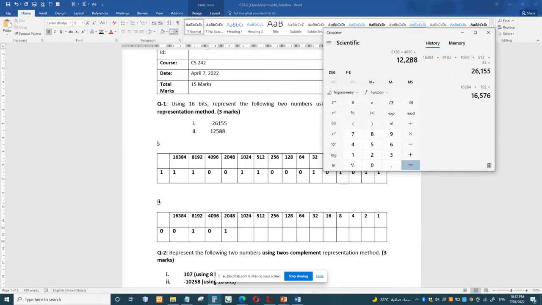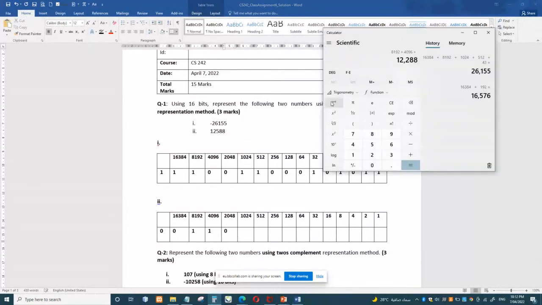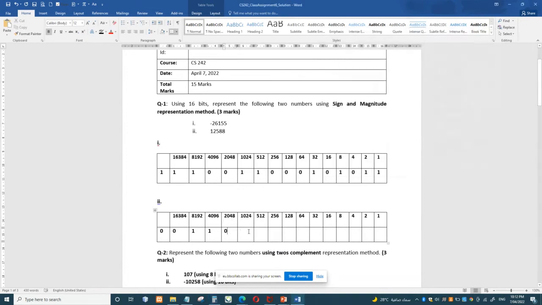As I told you, we are left with 300 after taking 2048. Sorry, we have taken 4096, but we did not take 2048. I'm sorry for that. So this is 8192 and 4096. These two positional values we have taken, and because of that it is 12,288, and we are left with exactly 300. So we don't need 2048.